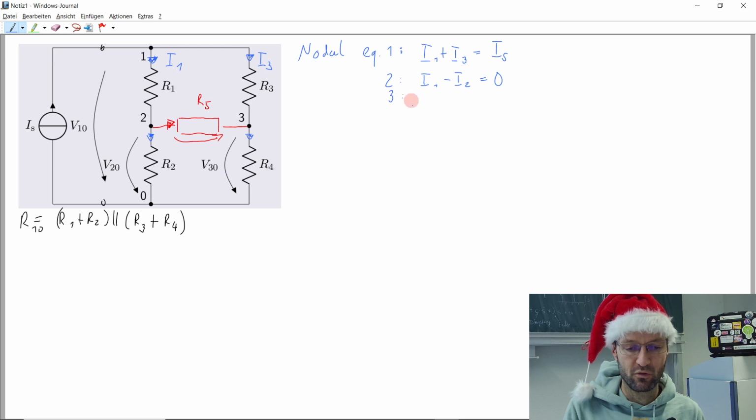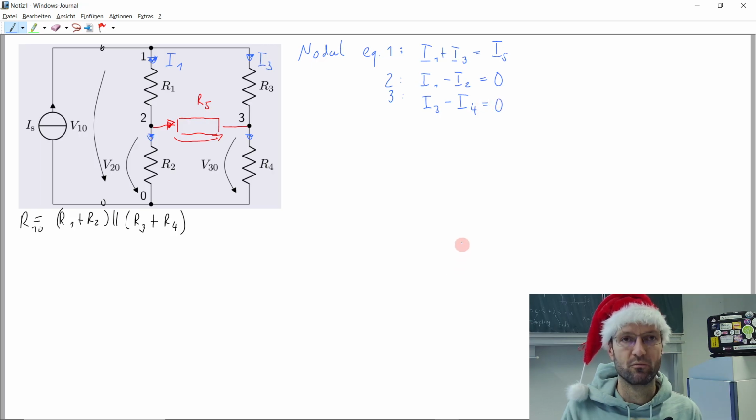Okay, and for the third node, the equation would be then, who has an idea? I3 minus I4 should also be 0. Okay, so now we have set up a system of equations with 3 equations for our 3 independent nodes, or linearly independent nodes, but we have a system with 4 unknowns that cannot be solved yet. We have 3 equations, but 4 unknowns. Okay, so we need to do something.